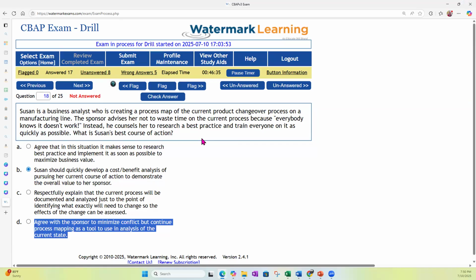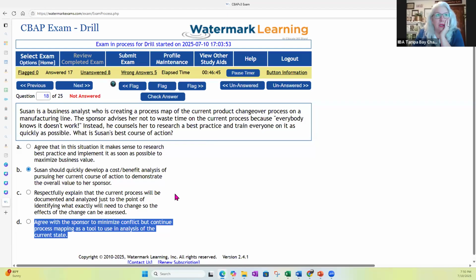I think it would help continue to document the current process, but let's see what the other answers are. I like C because it says respectfully, and it'll help her identify without wasting time. She'll be able to figure out exactly where it is that things can be adjusted. I would choose C as well. Okay, I've got two votes for C. Let's test C.